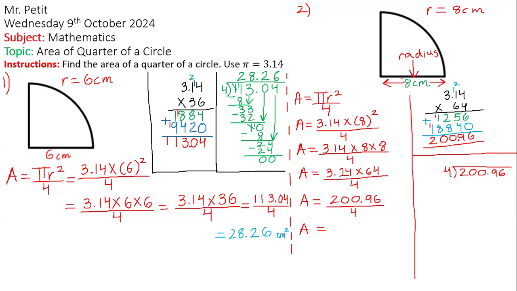Okay, how many times does 4 go into 20? 4 goes into 20 five times.